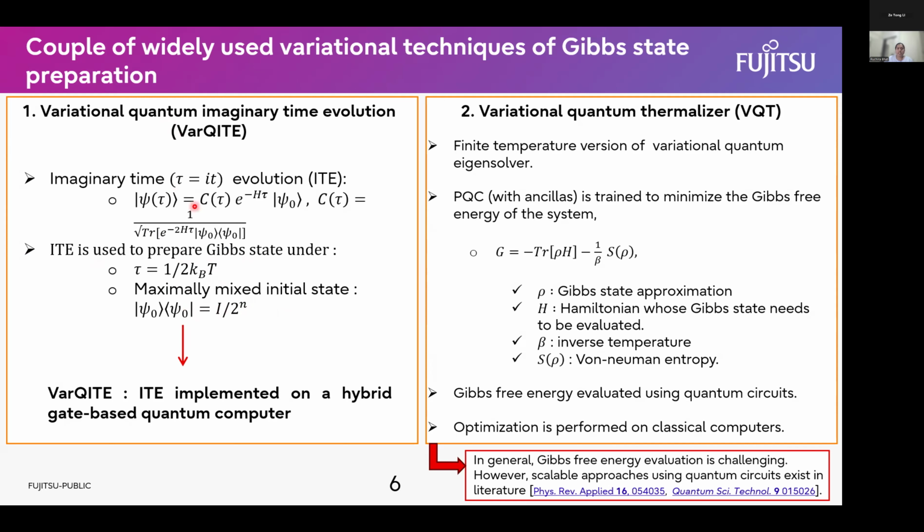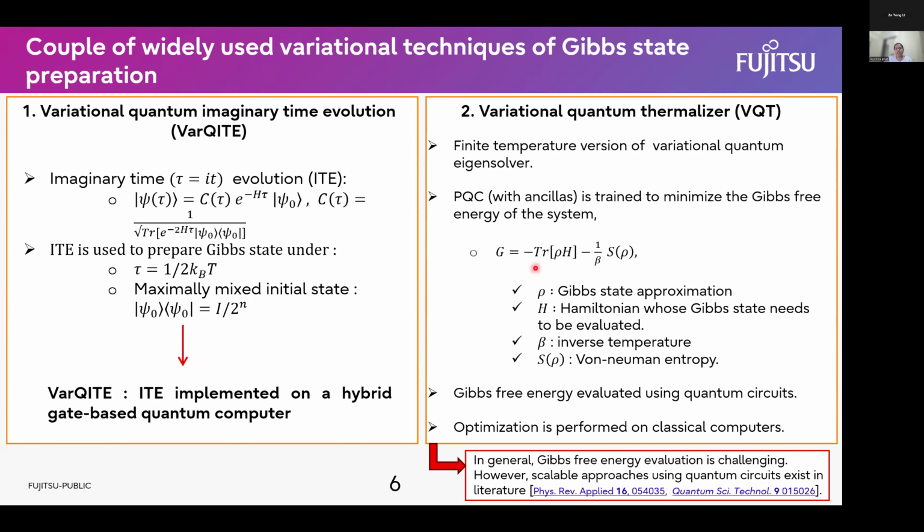Since it is a non-unitary evolution, it is not directly implementable on a quantum circuit, but there exist different methods using which we can implement this imaginary time evolution on a hybrid gate-based quantum computer. And this goes with the name of Warkite.